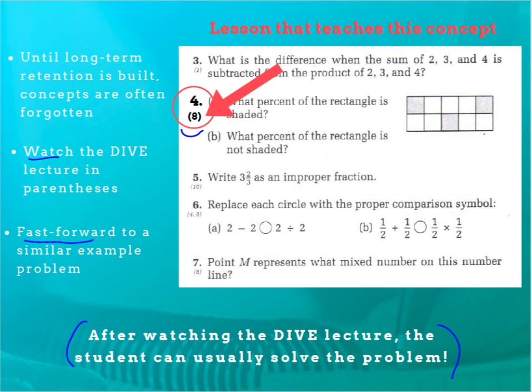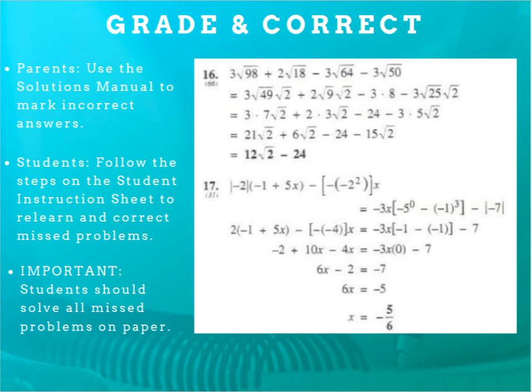So if you follow that system efficiently to relearn forgotten concepts, watching that lecture and that part in the lecture again, then students will usually develop fluency better, and that's going to make math faster and easier for them in the long run. Now, once you're done with the mixed practice, you'll want to grade that. And parents, what you want to do is get the solutions manual out and just mark incorrect answers.